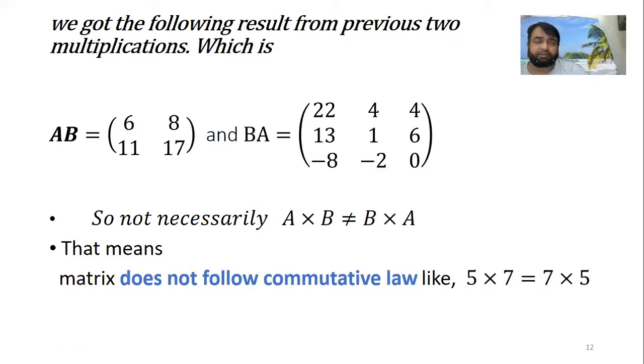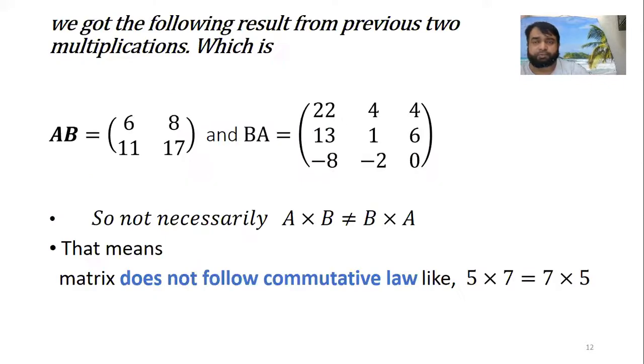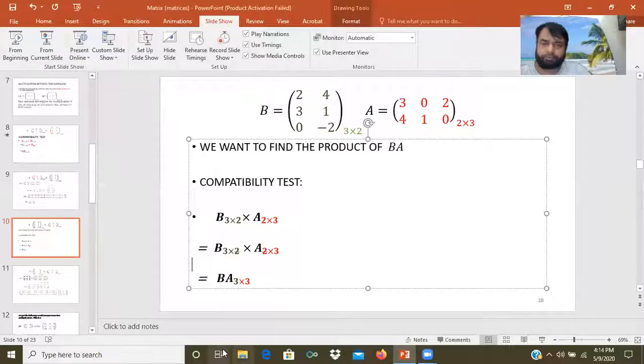That means you cannot say that AB would necessarily be equal to BA. Matrix A times B would not necessarily equal matrix B times A. Usually they won't be equal. So A times B is not equal to B times A. So matrices do not follow the commutative law as normal numbers do. Okay, so that's all for lecture 1. Then I will discuss the rest of the topics in lecture 2. Okay, so I think you have understood.